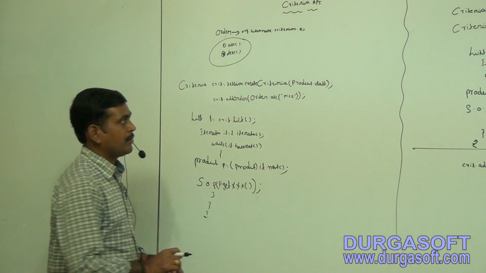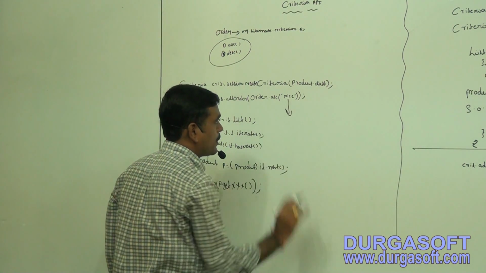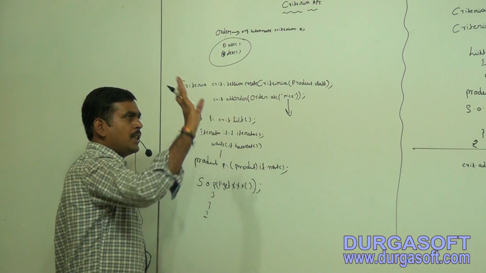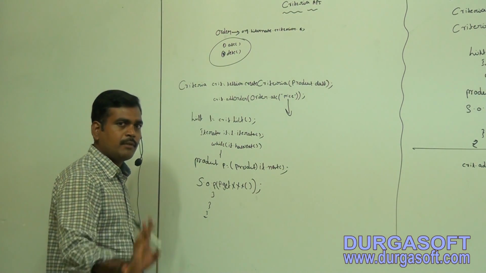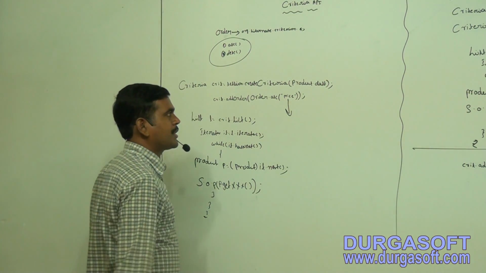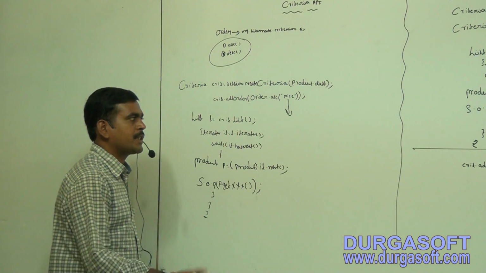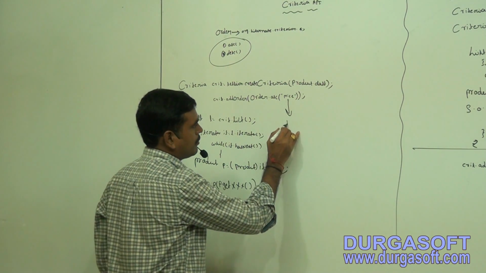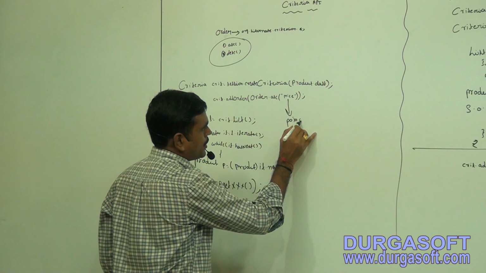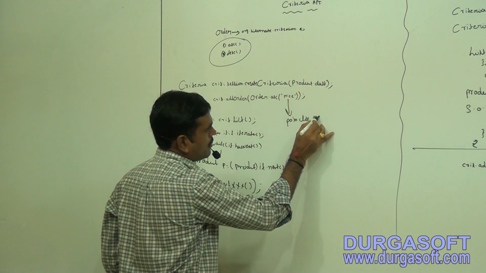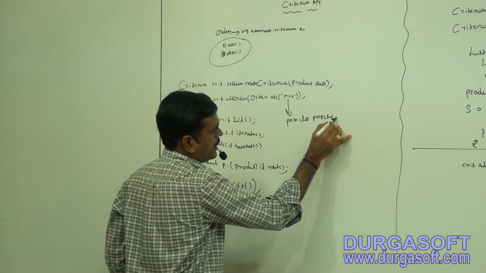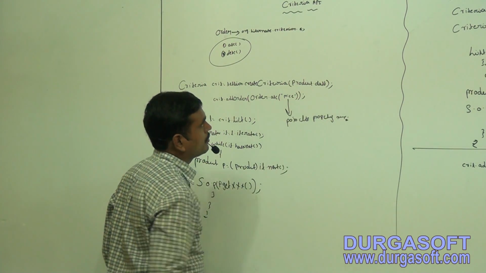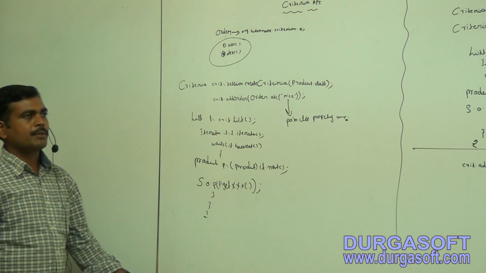POJO class property name. In entire HQL and criteria we are not passing database column names, database table names. We are going to pass POJO class property names.